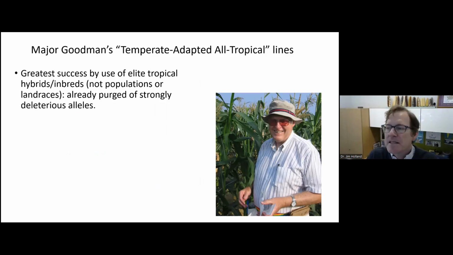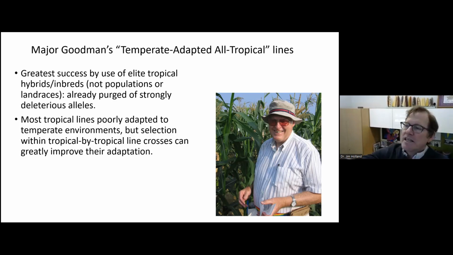Basically, what he did was, early on, he realized that landraces are pretty difficult to work with, and they're not going to generate good inbred lines very quickly. So he really concentrated on using hybrids or inbreds from tropical breeding programs. These have already been purged of strongly deleterious alleles. You can get inbreds out of them much more easily. The big issue is overcoming adaptation.